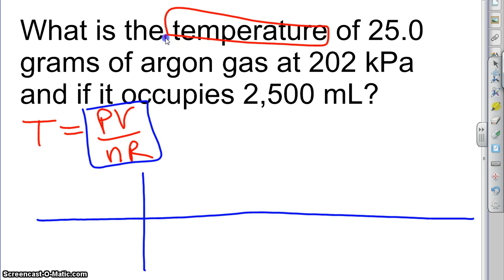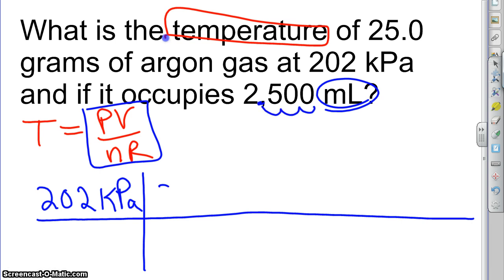So P, the pressure, is given as 202 kilopascals. I could change that to atmospheres, but I have an R value that uses kilopascals, so I won't bother with that. Volume is given as 2,500 milliliters. Be very careful. That is one of our red flags we need to look for. We cannot use milliliters. We must use liters. Remember the shortcut to go from milliliters to liters: you go bump, bloop, bloop, 3 places. So that should be 2.5 liters is our volume. So we're done with the top.